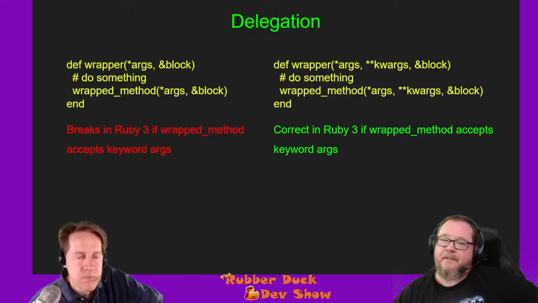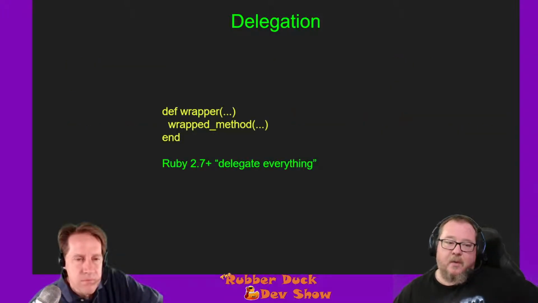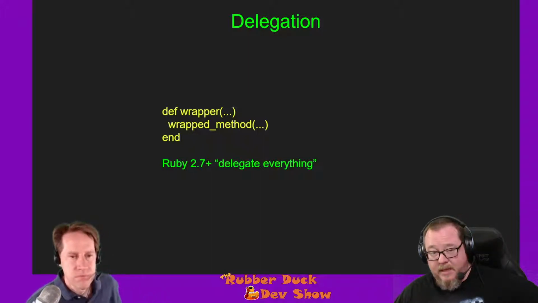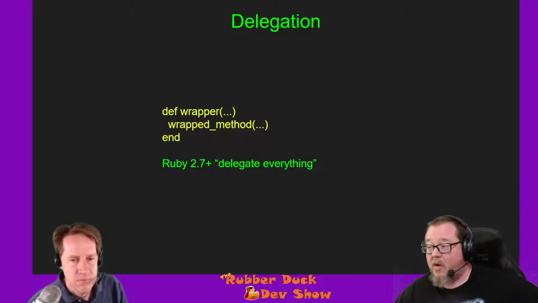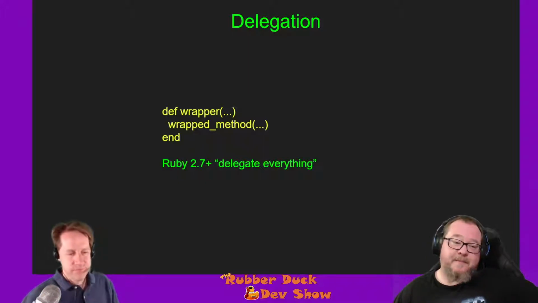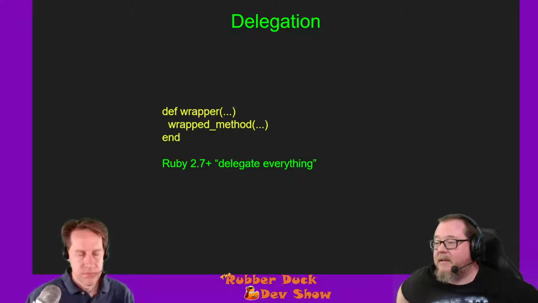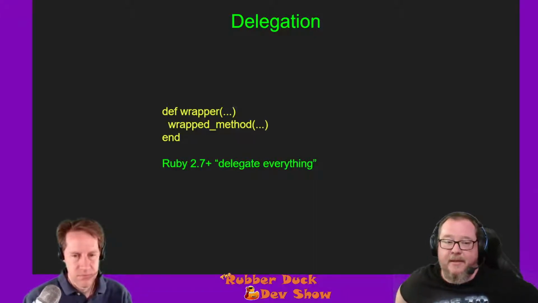There is a shortcut in Ruby 3 for this, which is to delegate everything. This was available in 2.7, but you can just put the triple dot ellipsis here and in the wrapped method, just like this. I'm not abbreviating. This is the actual call. And that'll just delegate. It'll pass everything exactly as is, so you don't have to worry about passing through all that stuff.